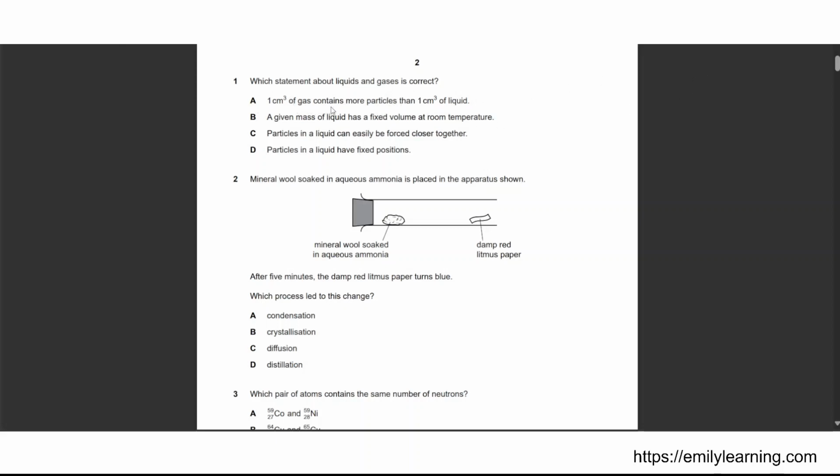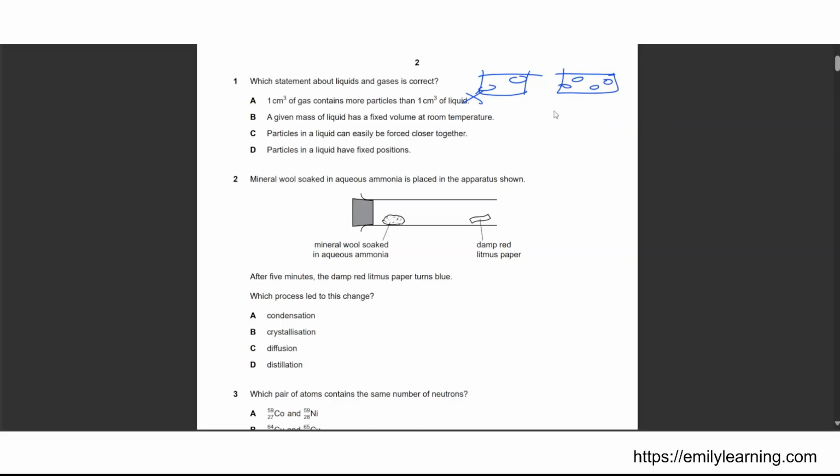1 cm cube of gas contains more particles than 1 cm cube of liquid. Generally not true. This is because the gas particles are found further apart as compared to liquid particles. They are packed more closely together. So there should be more particles in the liquid than gas, all things being equal. So A is wrong.